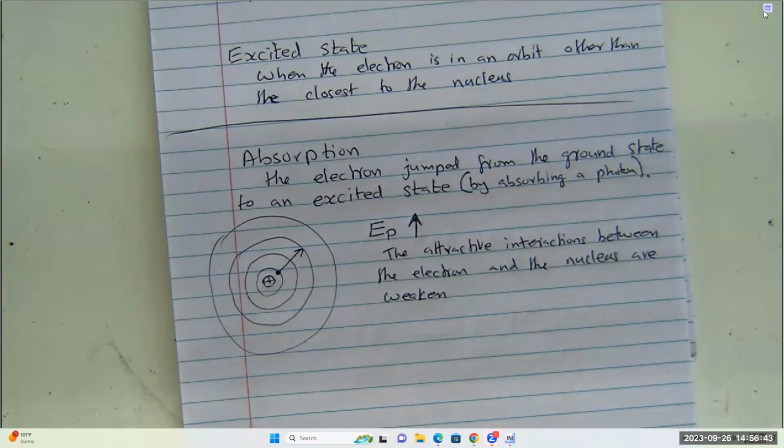All right. Do we have any questions, concerns, comments? Okay. During the absorption process, the electron goes away from the nucleus to a high energy level. When that happens, the attractive interactions are weakened. Therefore, the potential energy increases. That's it.